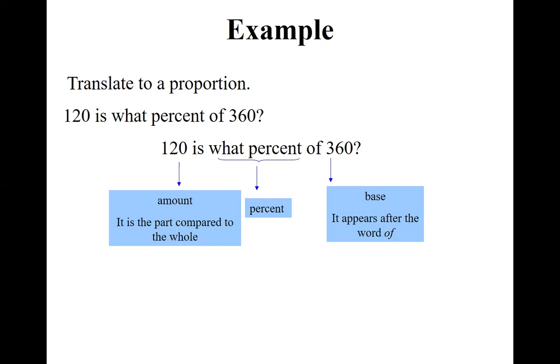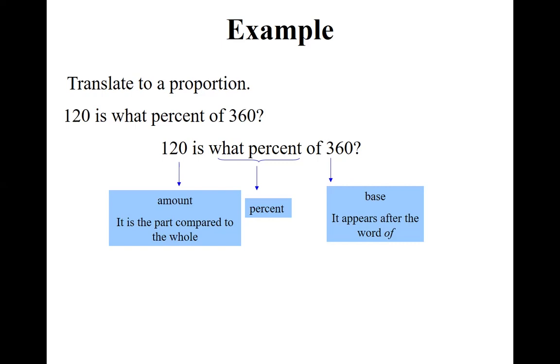I like to find mine in a different order than that. I like to look for the percent first because that's easy to find. In this case, what percent is an unknown percent? So P over 100 equals, then I look for the base, what comes after of, that's 360, that goes on the bottom. And then the number that's left is the amount.